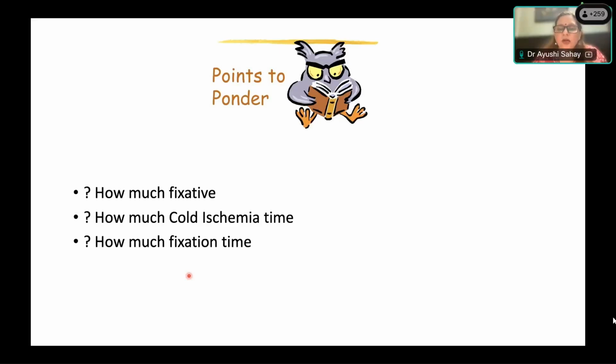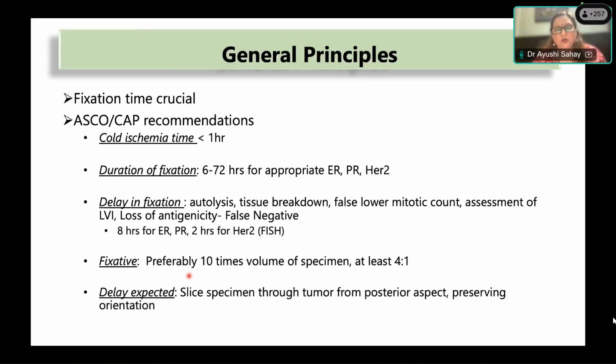Okay, 6 to 72 hours. 6 hours is okay for small biopsies, but for larger specimens, it would be better to have at least an overnight fixation, but not beyond 72 hours also. Okay. So these are the general principles of grossing. As I said, the fixation time is extremely crucial. Can anybody tell me why the fixation time is crucial?